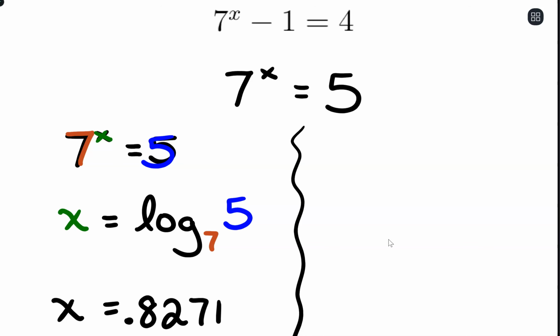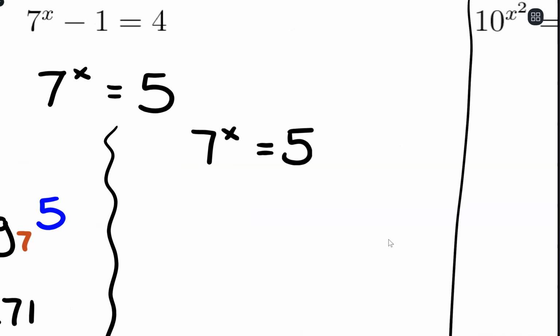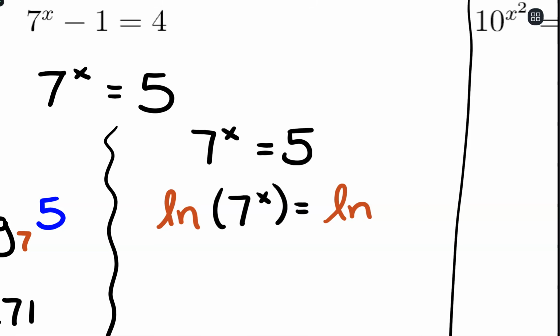But what if we don't want to use the change of base formula, even though it still ends up being the change of base formula? What the steps say up above is take the logarithm of both sides. And really, it's kind of the same idea. You can either use base 10 or base e. It just has to be the same for both sides. So if I use my natural log, I would go natural log of 7 to the x equals natural log of 5.